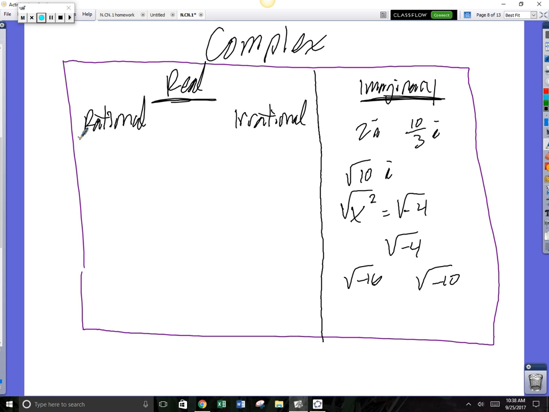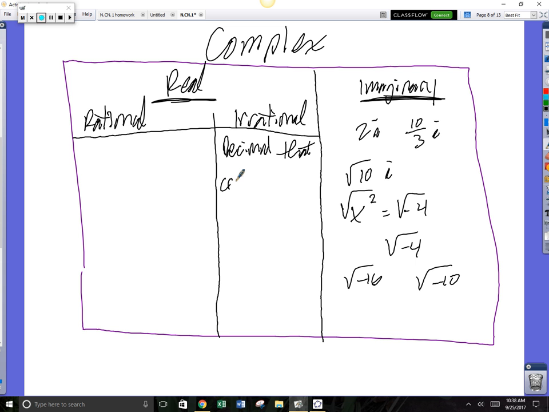Okay, now irrational. Okay, here are the irrationals. Irrational is a decimal that cannot be written as a fraction. So they're decimals that go on forever. They have no pattern, they're chaotic, they're random. So it's a never-ending decimal that has no pattern. You cannot write them as a fraction.